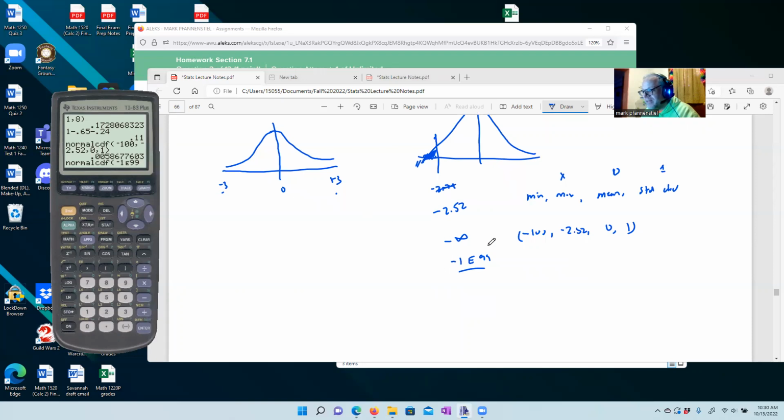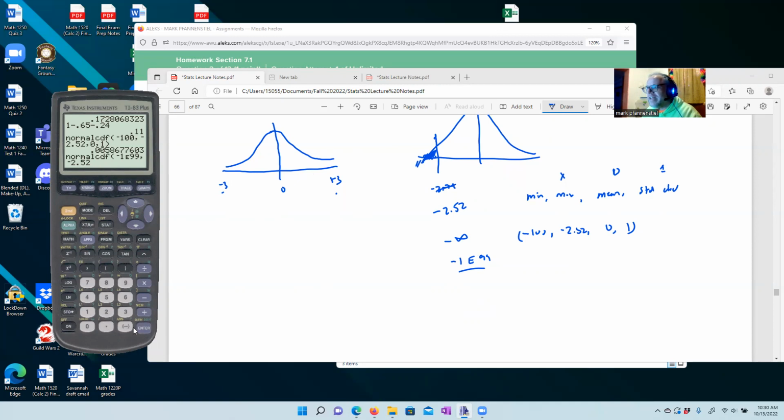In this case, the mean is 0, standard deviation is 1. So we have steps of 1. So a big number relative to 3 is 100. This is asking you to go to Pluto. And then again, comma, what are we going up to? We're going up to -2.52.